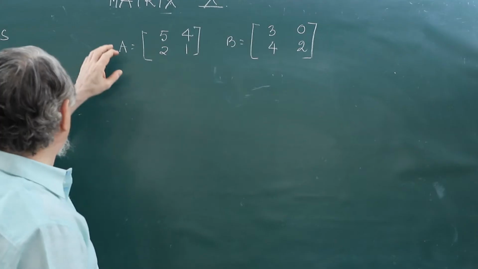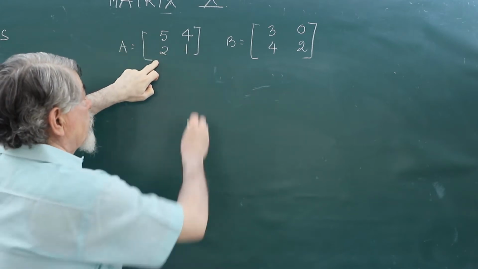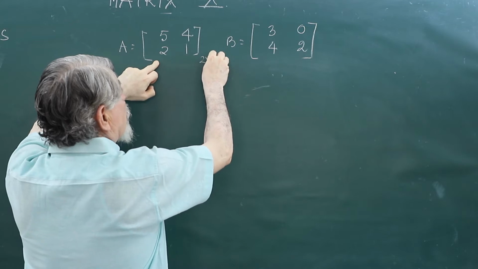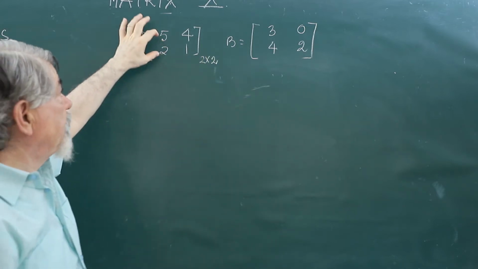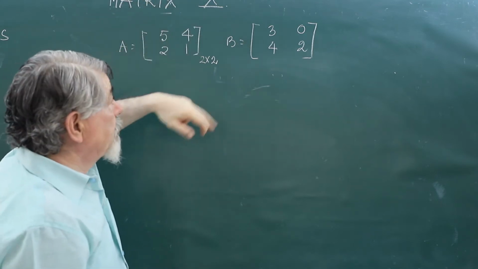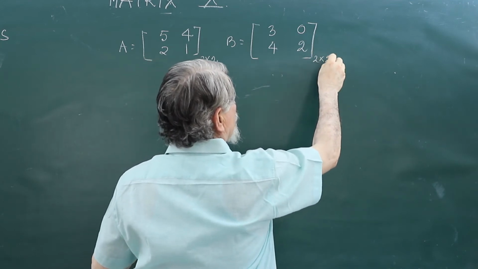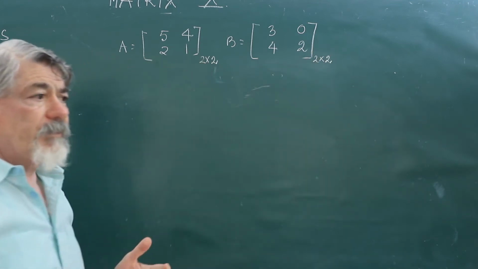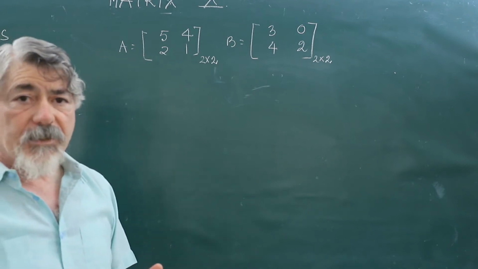For example, I have written two matrices. One is A, 5 4 2 1. This is of the order 2 into 2. We told you what is the order, number of rows into number of columns. It has got 2 rows and it has got 2 columns. Similarly for B, I have got 2 rows and 2 columns. So both matrices are of the same order. That is why subtraction is possible.